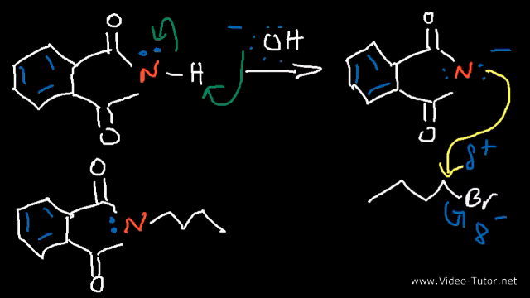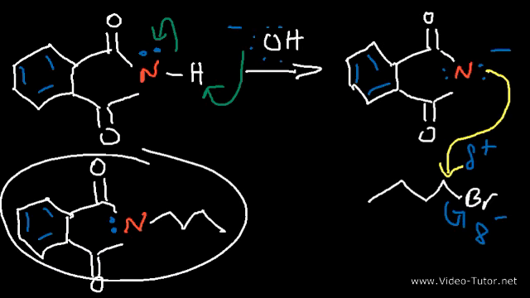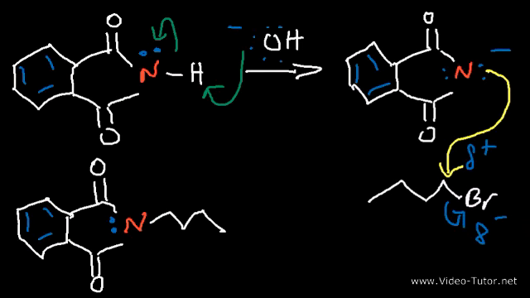So for both versions of the Gabriel synthesis reaction, after the first 2 steps, you're going to end in this situation. The only thing that may differ is the number of carbon atoms attached to the nitrogen group. So for the second example that we used, since we used 1-bromohexane, this will have 6 carbons. But we're going to use this particular form for both examples.